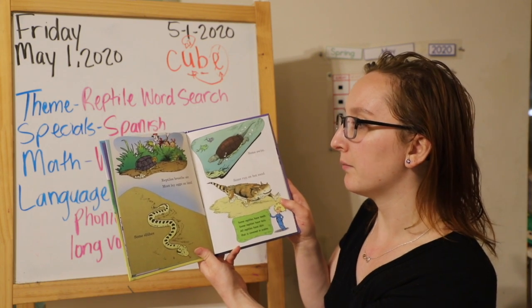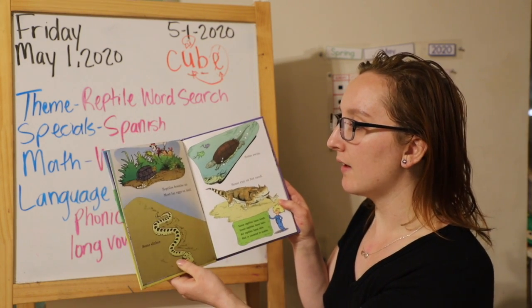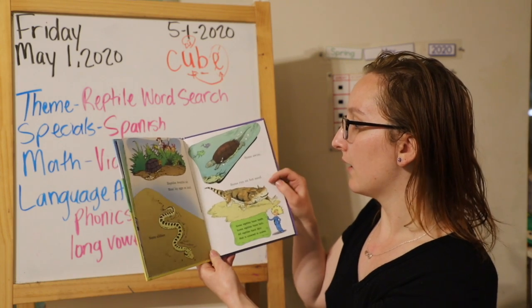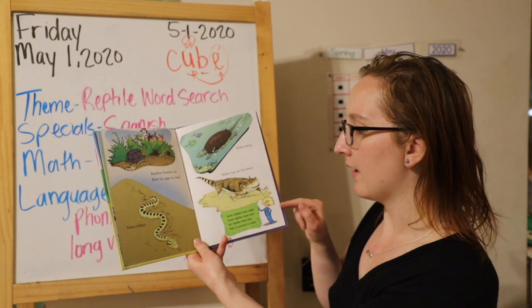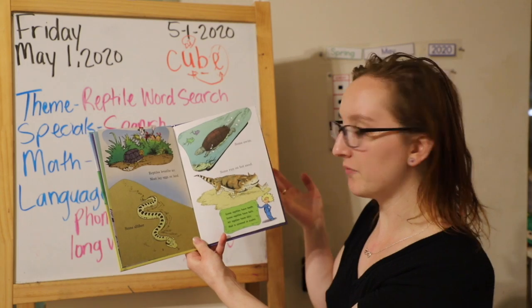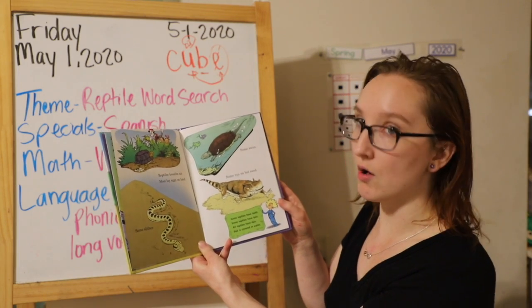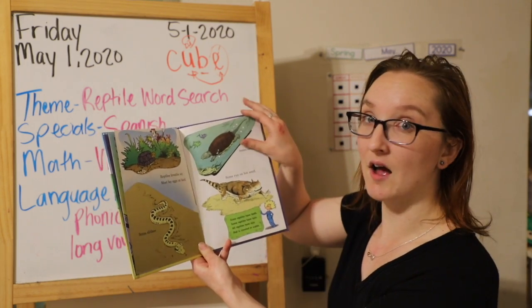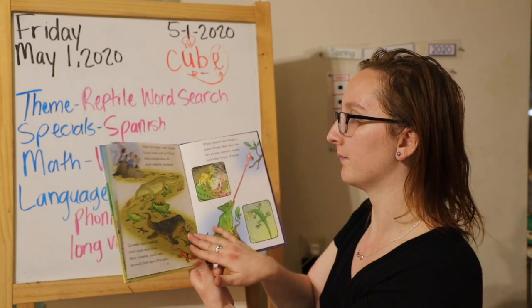Reptiles breathe air, most lay eggs on land. Some slither, some swim, some run on hot sand. Some reptiles have teeth, and some reptiles have tails. All reptiles have skin that is covered in scales.